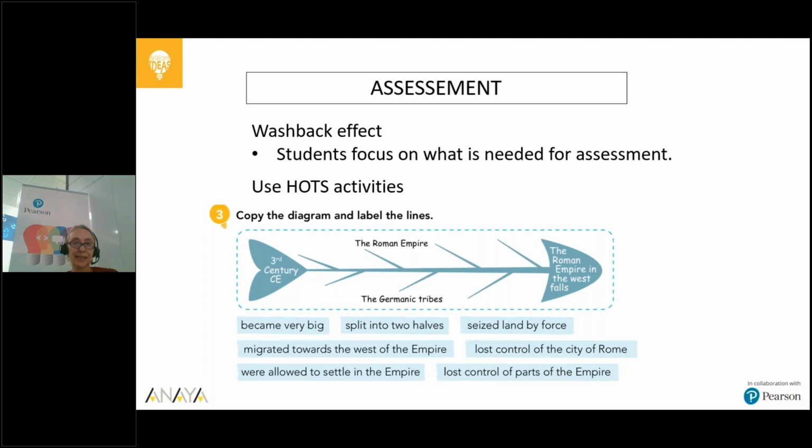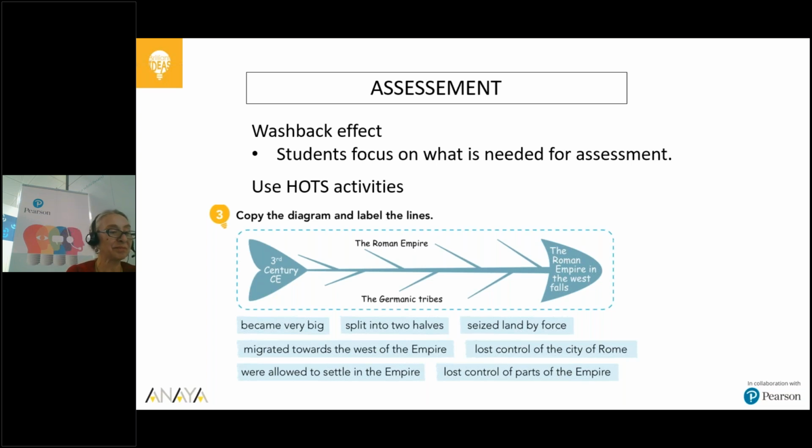A more interesting way to assess history, and this is at the end of a unit of work on the fall of the Roman Empire: why did the Roman Empire fall? Don't get them just to give you dates of the events that led to its fall, but get them to analyze the causes, things that were internal to the Roman Empire and things that the Germanic tribes were causing. So they can analyze and classify these statements and then organize them in some sort of chronological order, so that at the end they have a mind map which shows cause and effect as well as just chronology. So, HOTS activities for assessments, please.